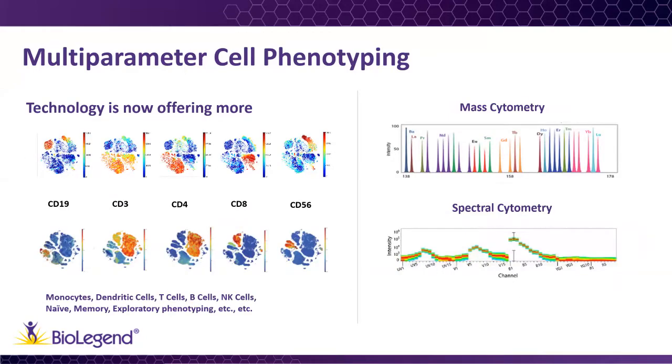However, as I mentioned a couple of slides ago, new technologies such as mass cytometry and spectral cytometry are now offering more channels than the number of available dyes used in multi-parameter panels to characterize complex cell populations. However, even at this stage, protein detection still has an inherent limitation in which we can only detect a limited number of markers.